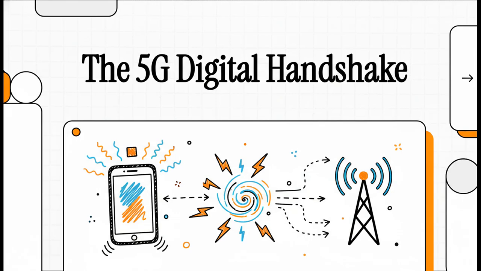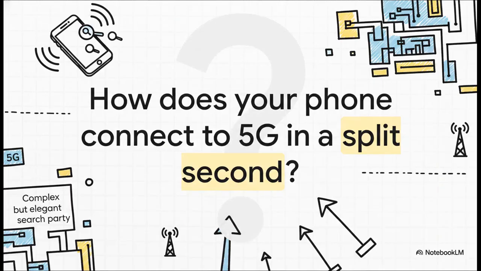Welcome back. Today, we're going to follow your smartphone on its invisible, lightning-fast journey to find and connect to a 5G network. It's a process that happens in the blink of an eye, but it's way more complex than you might think. So, have you ever really thought about it? How does your phone manage to find and latch onto a 5G signal almost instantly?